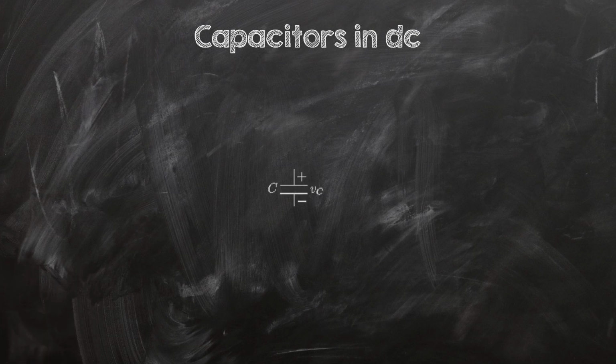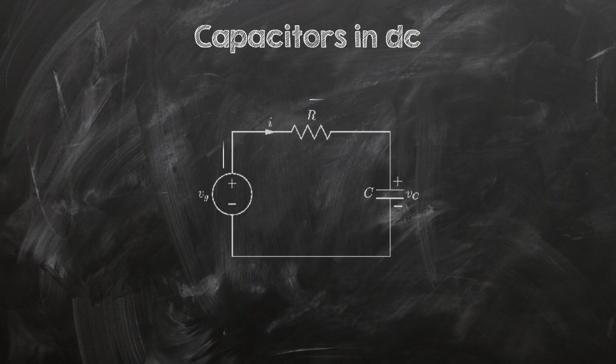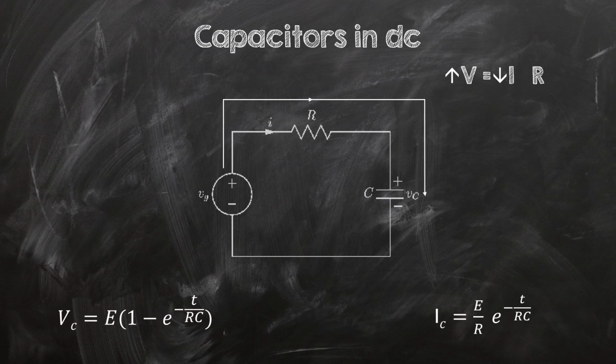When a capacitor is connected in series with a resistor and a DC source, current initially flows as the capacitor begins to charge. Over time, the voltage across the capacitor increases and the current decreases exponentially. The charging follows these two equations, where R is resistance and C is capacitance, making up the time constant, the time it takes for the capacitor to reach about 63.2% of its final voltage.